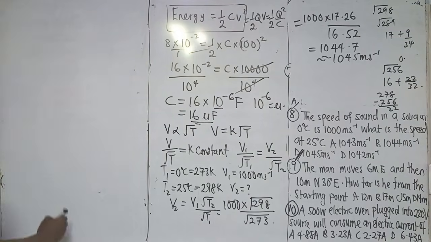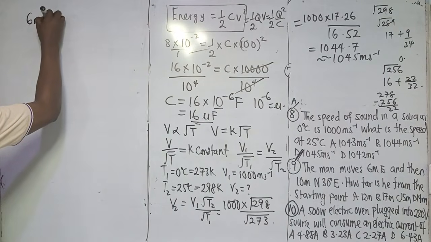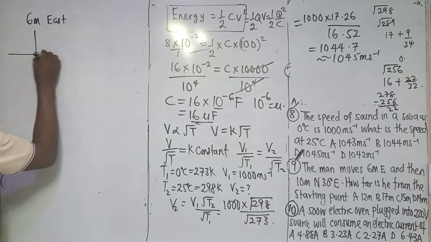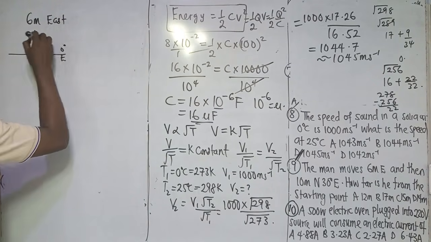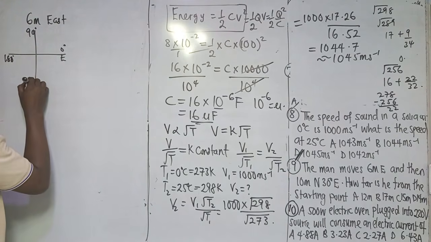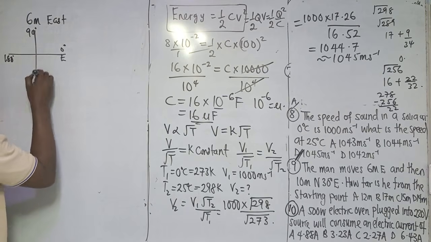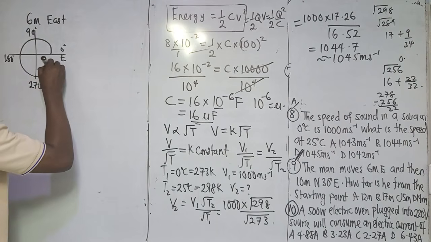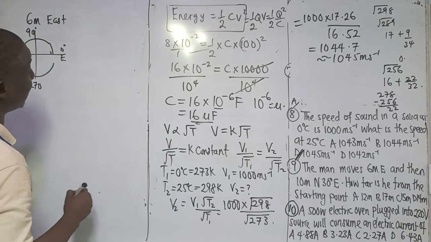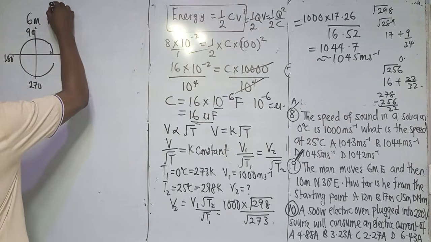Now he said the man walks 6 meters east. East is what? This one is the starting point. East is 0, while here is 90, here is 180, here is 270 and 360. So we move anti-clockwise in vector. So if 0 is talking about 0 degrees, I can say 0 degrees.